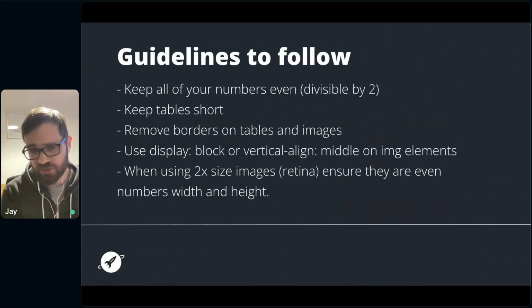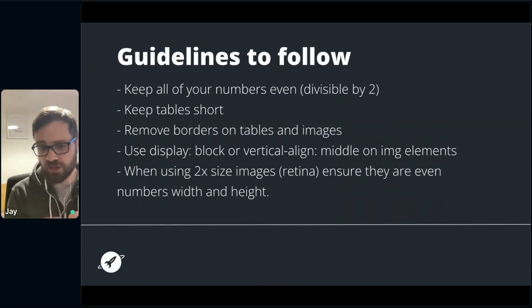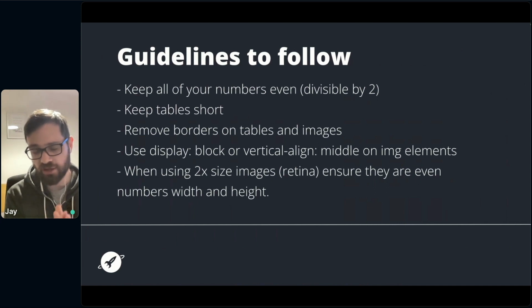So the guidelines that we currently follow, which I think you have seen on every single blog post out there, and hopefully is a nice summary here, is trying to keep all your numbers even or divisible by 2. Keep those tables nice and short, so don't put everything in one big table. If you keep the tables nice and short, we tend to find that there's less of these white lines appearing.